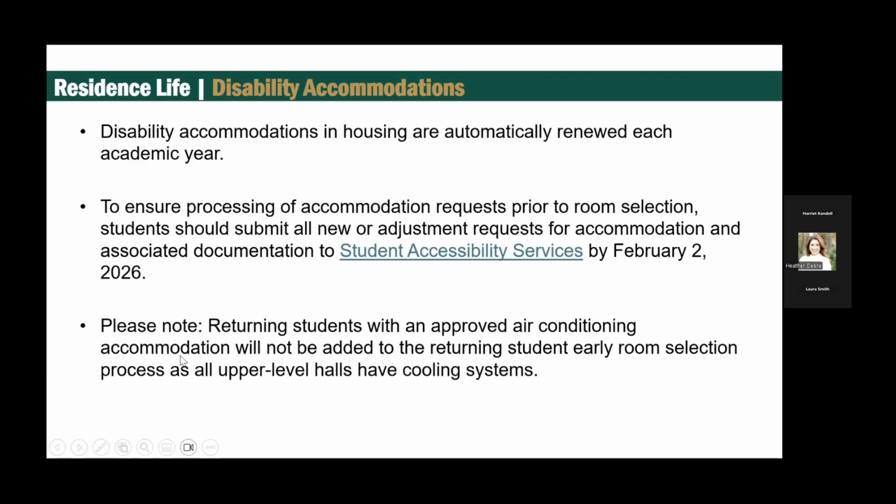Again, if your student was approved for an air conditioning accommodation, that's not added for the returning student early room selection process, as all upper level halls have cooling systems. So just keep that in mind. Returning students with an approved air conditioning accommodation for this year wouldn't be in early room selection because all of our upper class halls have cooling systems.